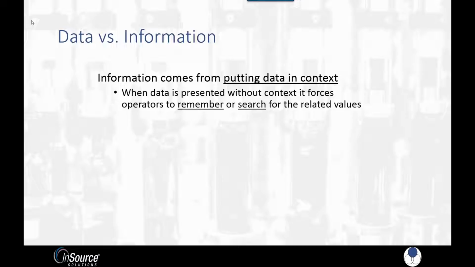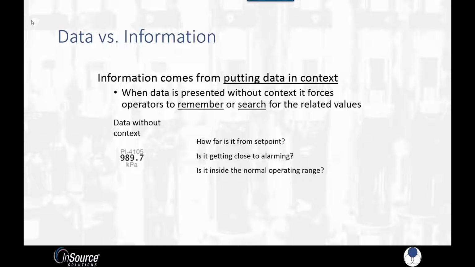Information comes when you put a context into the data that you're looking at. So imagine, if you will, a numerical value without any context associated with it. That's not information. So the value you see on the screen, 989.7, what does that mean in the overall context of where that piece of information lies?